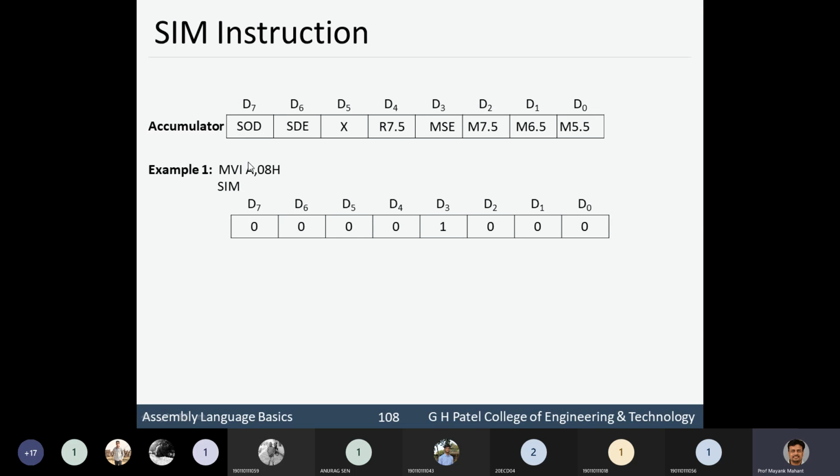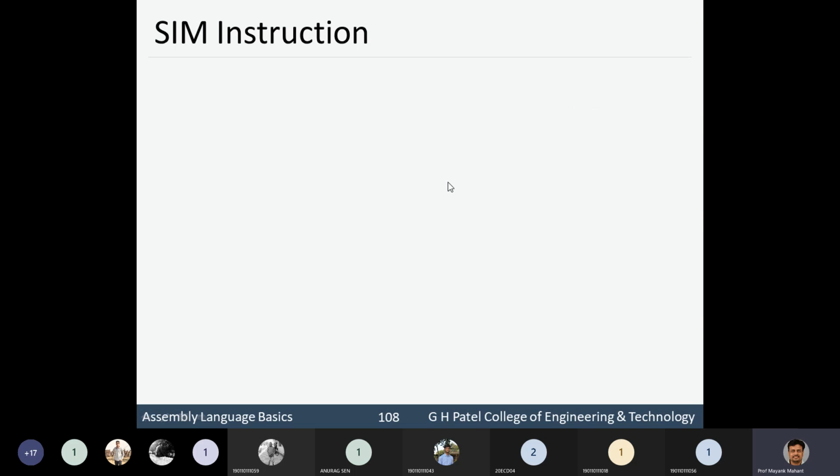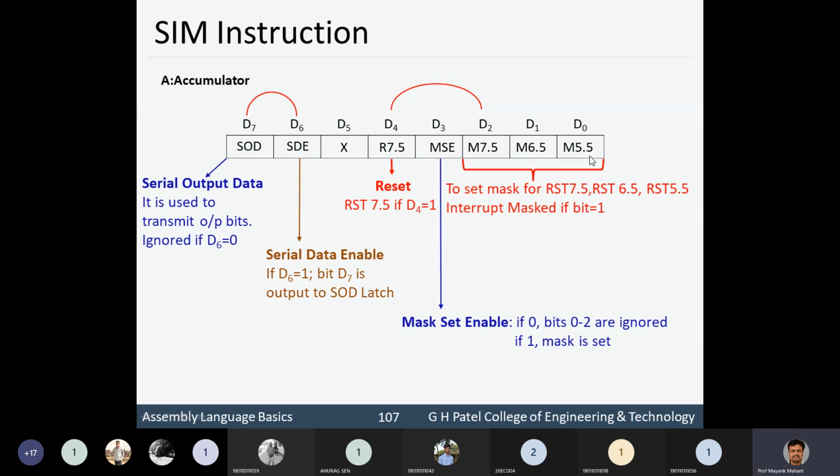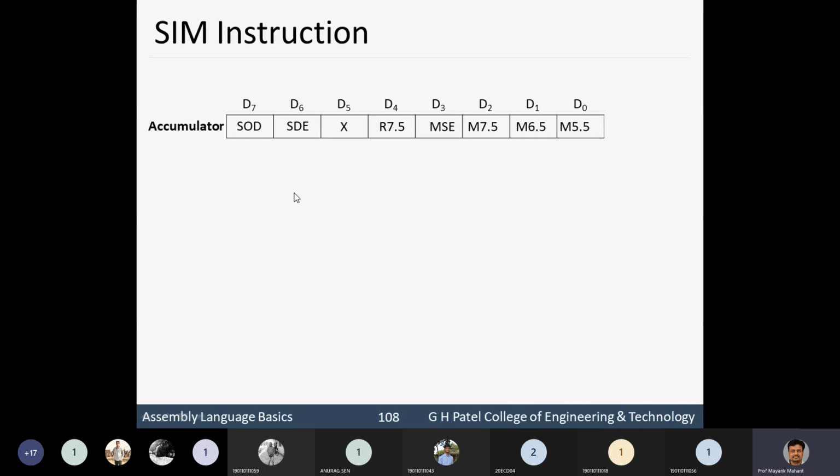You need to load the value into the accumulator with whatever interpretation we have seen here. For masking, you need to set the bit to 1. You need to set this value to 1 to enable these three bits. If you want to reset 7.5, then this bit would be set to 1. This is unused, and for serial data enable, you need to make this 1, and whatever data you want to send to serial output, you need to put that value here.